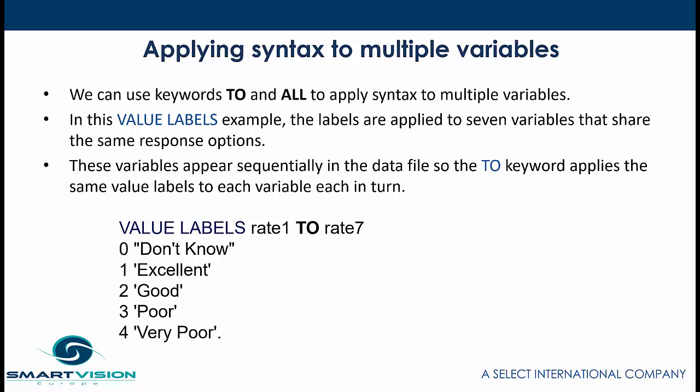And you can see here that the keyword works simply by saying value labels rate 1, which is the first variable, to rate 7. And it basically assumes that these variables are all going to occur in sequence and applies all of these value labels to the 5 separate response options, where 0 is don't know, 1 is excellent, 2 is good, 3 poor, and 4 very poor. Let's have a look at how that's done.